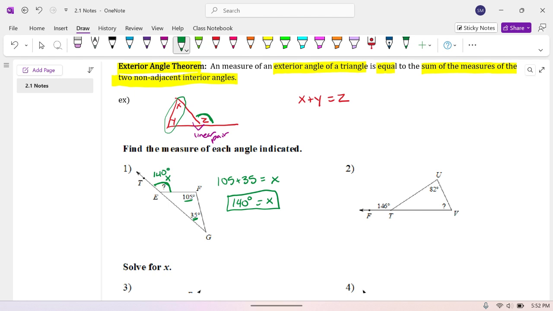Now, if you wanted to go a step further to find out what this little angle is, well, all interior angles got to add up to 180, and this right here is also a linear pair. So either way, if you subtract 140 from 180, you should get 80 degrees. Now, they didn't ask you that, but that's just something that you may want to know because you may run into it later on.